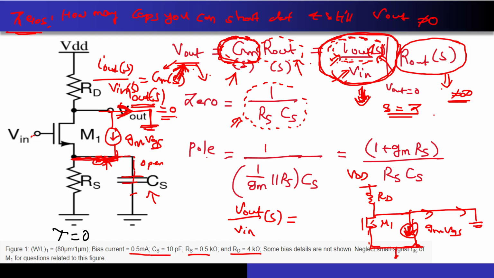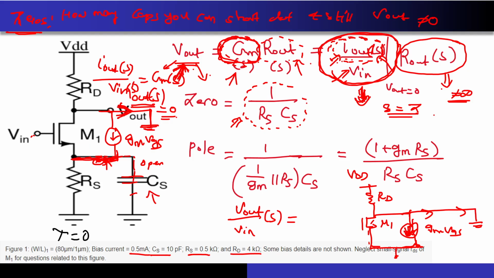So remember, having two parallel paths is not the ultimate test of having the zero. If you have two parallel paths, there will be a zero. But if two parallel paths are not there, that doesn't mean there won't be any zero in the circuit. Are you getting this statement or not? Yes, sir. Excellent.